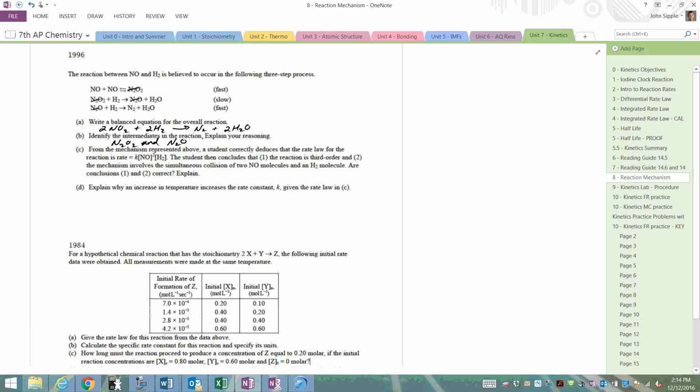Is it third order? Yes, it is, right? 2 plus 1 gives us 3. So number one, sure, that's correct. Number 2, they say the mechanism involves the simultaneous collision of 2 NO molecules and an H2 molecule. Are conclusions 1 and 2 correct? Number 1 we already said is good. Yeah, sure, it's third order. Check.